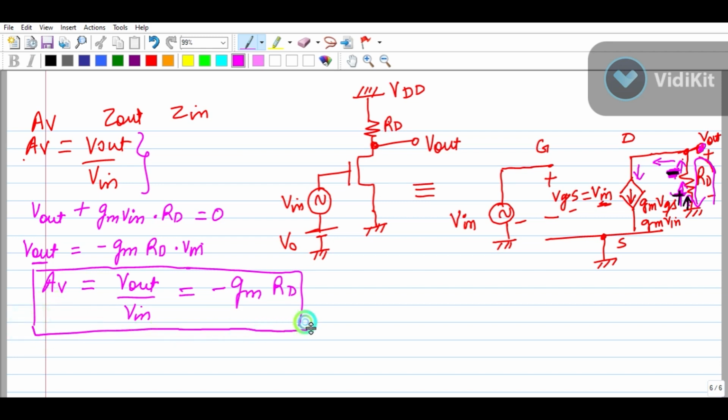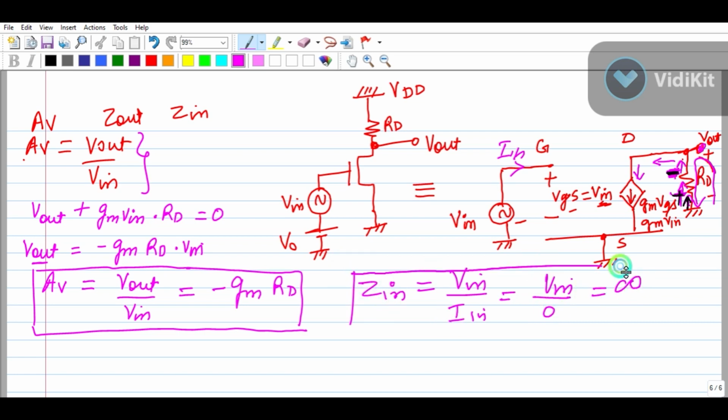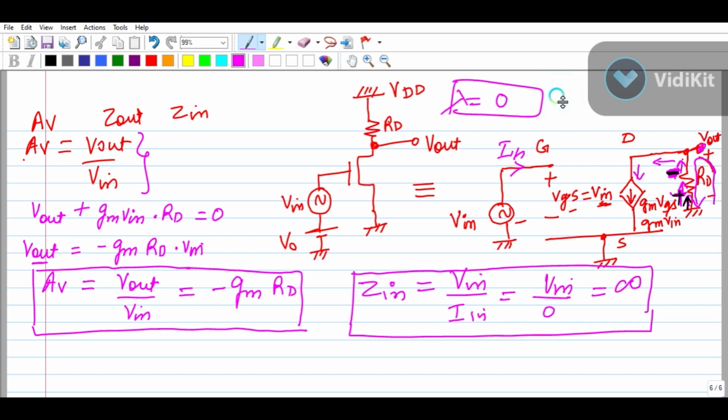Now we want to calculate Z in. Z in is equal to V in by I in. What is I in? I in is 0. Okay. Why is it 0? Because of the high impedance of the gate, no current will go inside. So V in by 0 is equal to infinite. So Z in is infinite. And all this we are doing by considering lambda equal to 0. Channel length modulation we are not considering.